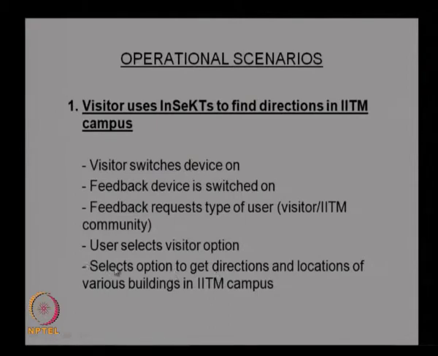So, here the option to get directions and locations of various buildings in the IITM campus will be selected by the visitor. So, the system has to display all the options depending on the status of the user, whether he is a visitor or an IITM community person. Accordingly we will be having different options, and then the user can choose the option.